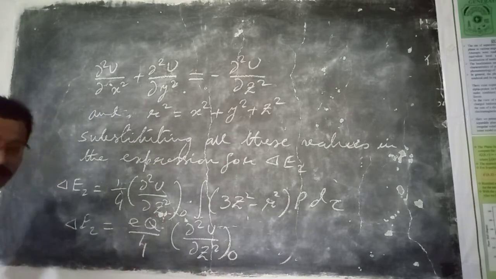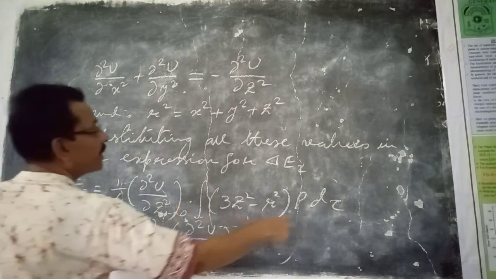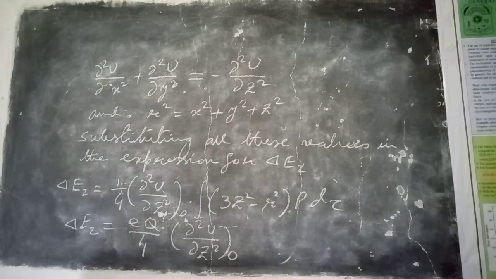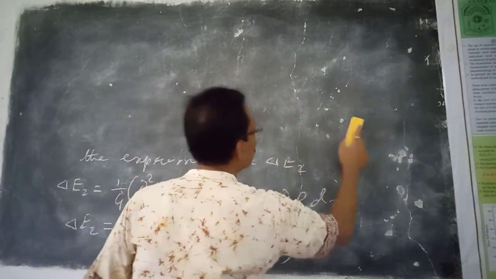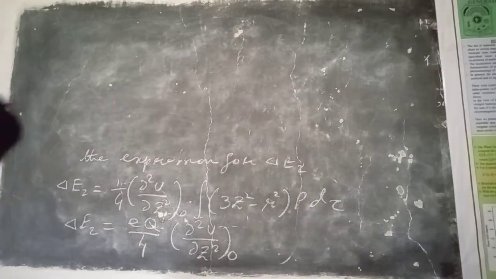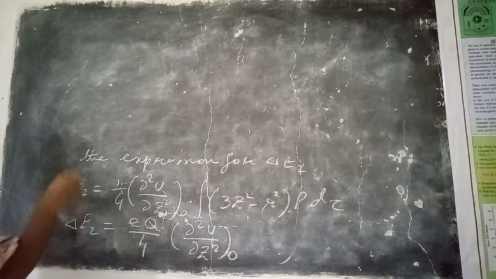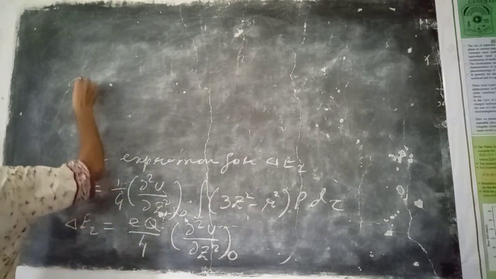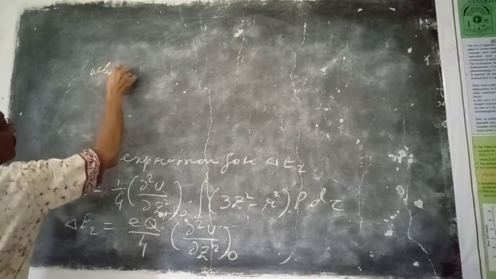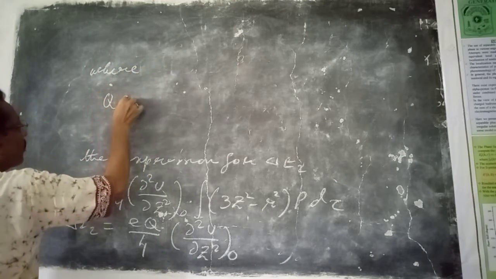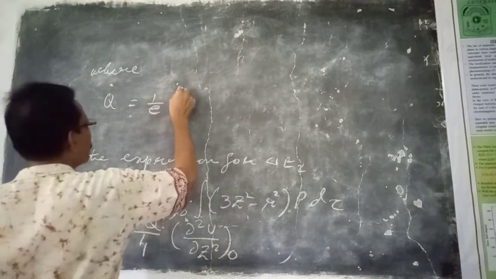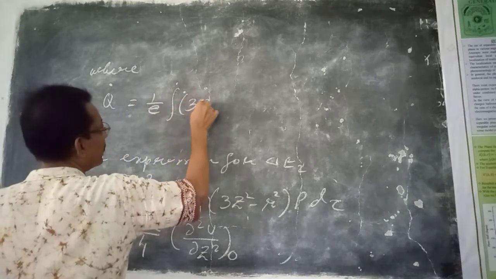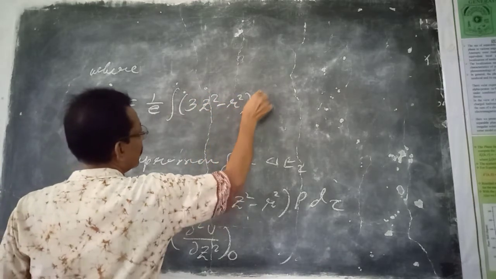Here Q is the quadrupole moment and it is written in terms of this integral with 1/e times, because e was not there, it is written here extra. Therefore the quadrupole moment Q is 1/e ∫(3z² minus r²) ρ dτ.